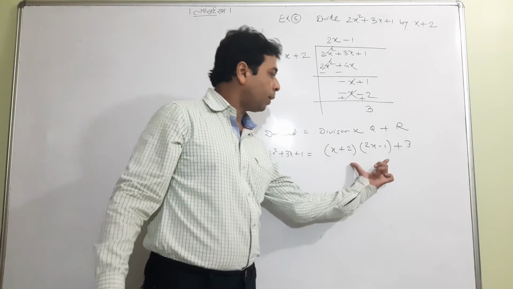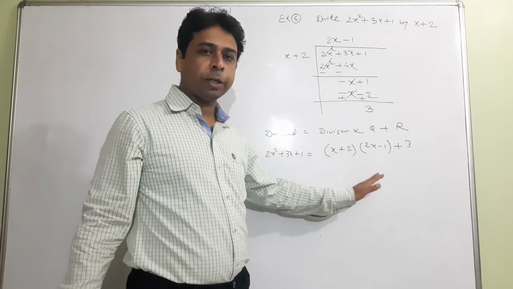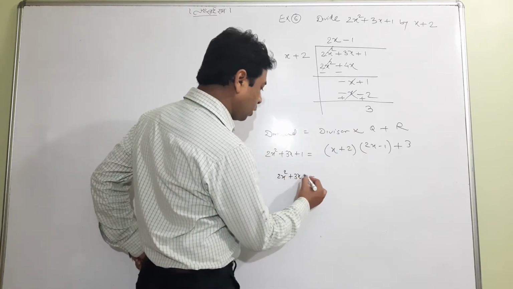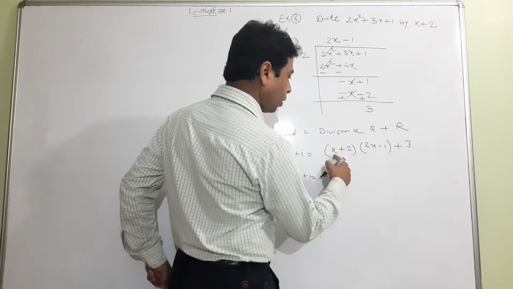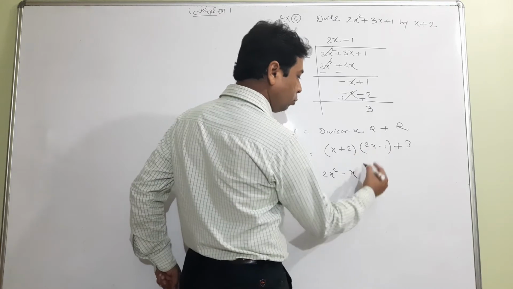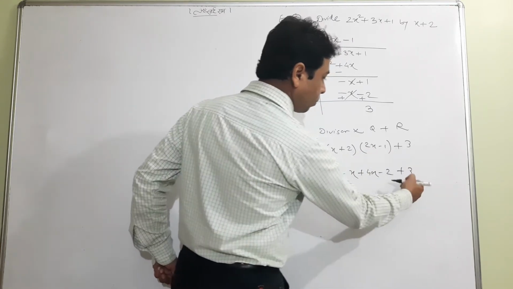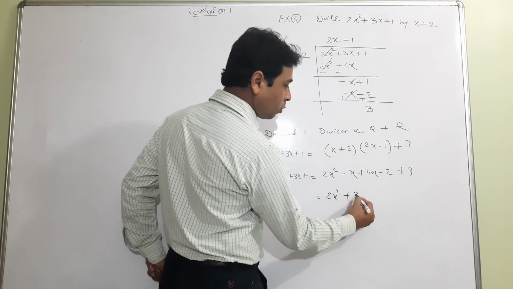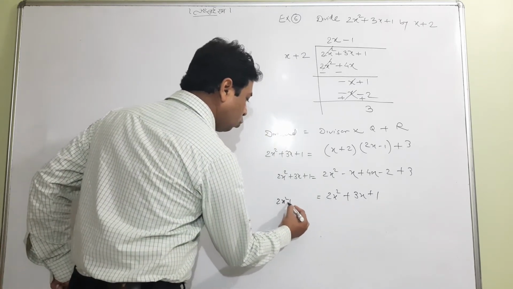Now what to do? You have to simplify that and show that they are equal. Look at 2x square plus 3x plus 1. Now I will multiply x into 2x, 2x square, x into 1, x, 2 into 2x, 2 2s are 4x, 2 1s are 2, and plus 3. Ultimately it is 2x square, minus x plus 4x will be plus 3x, and these two will be plus 1. You will see that these two parts are equal.